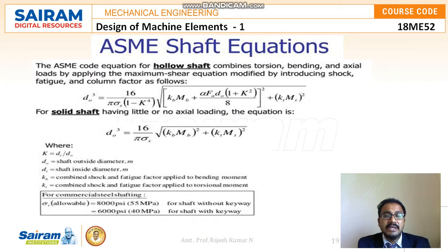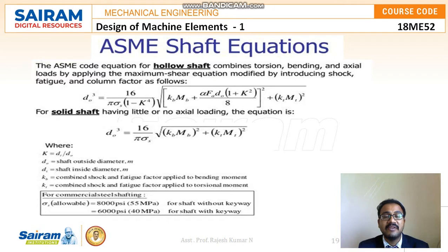This ASME is basically a code equation for the hollow shaft, which combines torsion, bending and axial loads by applying the maximum shear equations modified by introducing shock, fatigue and column factor. And the equation we get is d naught cube equals 16 divided by pi sigma s into 1 minus k power 4, square root of (kb mb plus alpha F a d naught into (1 plus k squared) by 8) the whole square plus (kt mt) whole square.